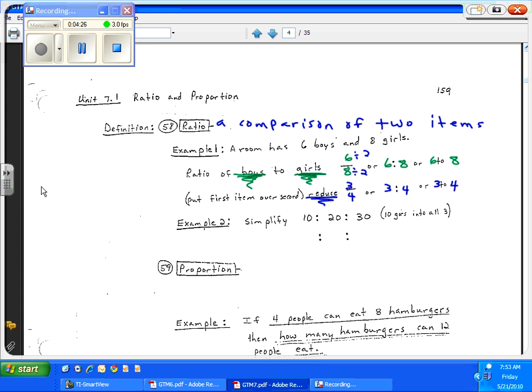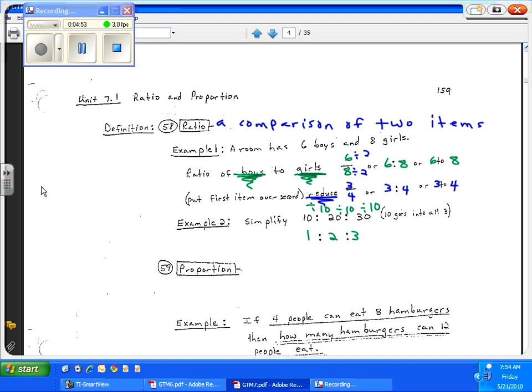Example 2 is an extended ratio. If you're going to simplify an extended ratio, you need to divide by something that goes into all three. It can't just go into two of them. So the greatest common factor of 10, 20, and 30 is 10. And so it would simplify to 1 to 2 to 3 if you divide each one by 10. Okay?